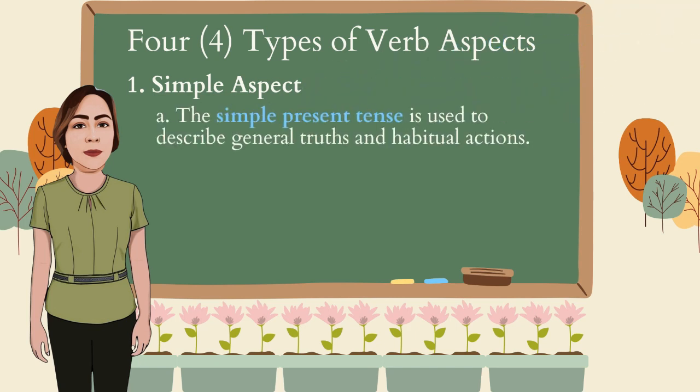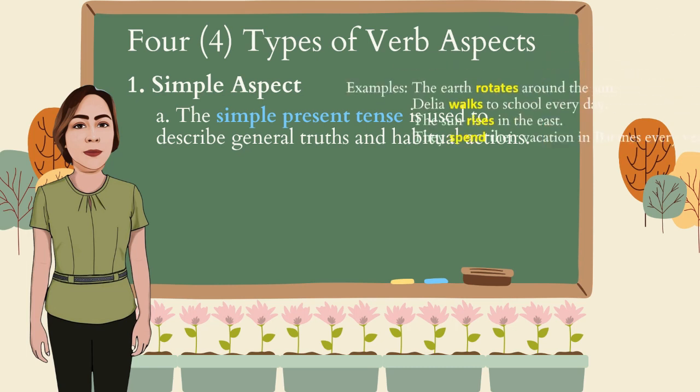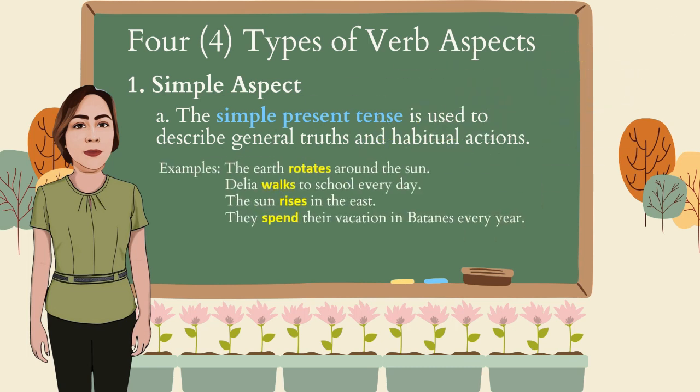Letter A is the simple present tense. The simple present tense is used to describe general truths and habitual actions. Examples: The earth rotates around the sun. Delia walks to school every day. The sun rises in the east. They spend their vacation in Batanes every year.